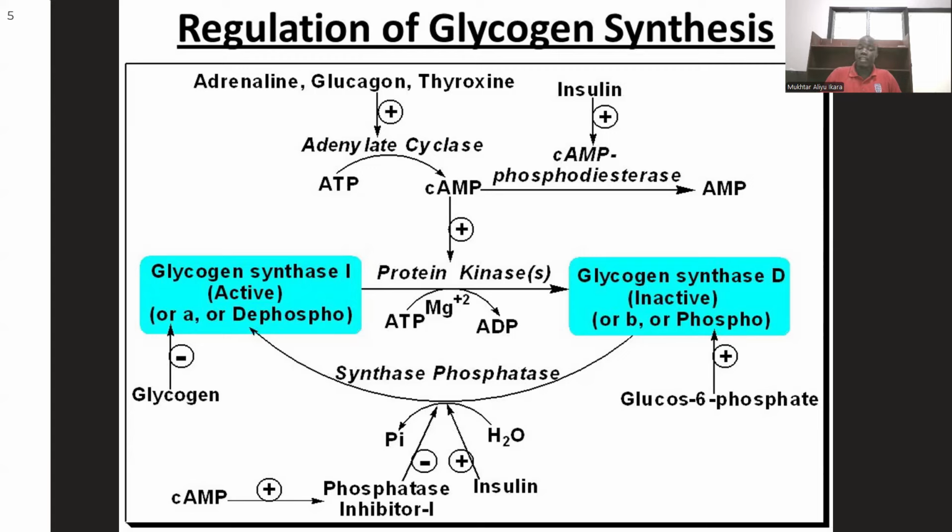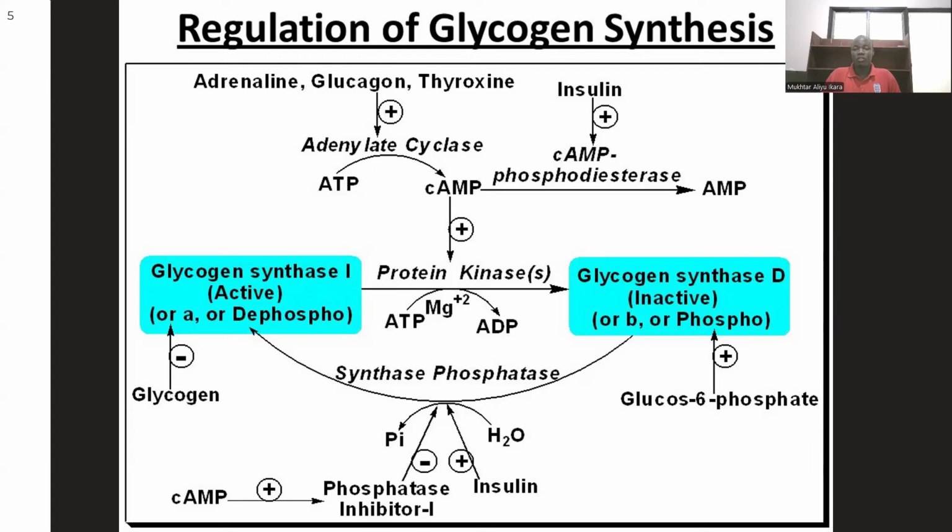And of course, if there is any problem, let's say there's a deficiency of glycogen synthase 1, which is the active form of the enzyme, it means that the glucose in the blood cannot be transported into either muscles or liver for glycogen synthesis. Therefore, the glucose will remain in the blood, and that will lead to a condition called diabetes. There are many other disease conditions, and we are going to look at them.